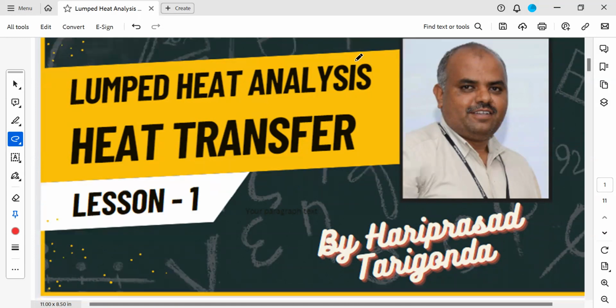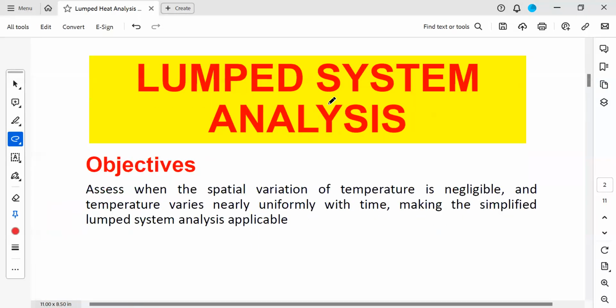Now, coming to lumped heat analysis. Let us take a solid that is cooled in an environment, say a hot cylinder cooled in a cooling medium. Here, the resistance offered to the heat flow inside the solid is called internal resistance. Next, the resistance offered by convection to the surrounding air is called convective resistance.